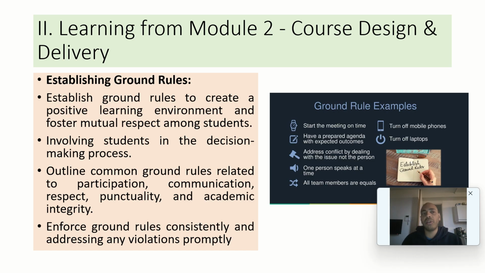So these are small things, but you have to make sure that you involve the students. It's not always one way, where you set the ground rules and they simply follow. They need to feel that they are a part of the decision-making process. So you can discuss this and create some 5 or 10 rules for your class, like turn off your mobile phone, start the meeting on time. So these are some examples.